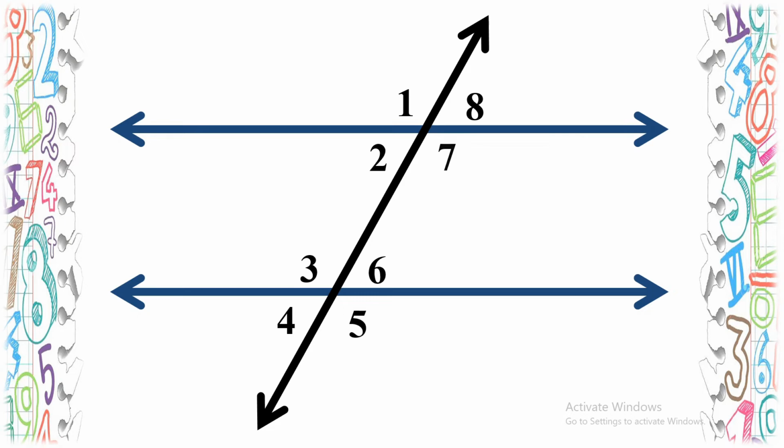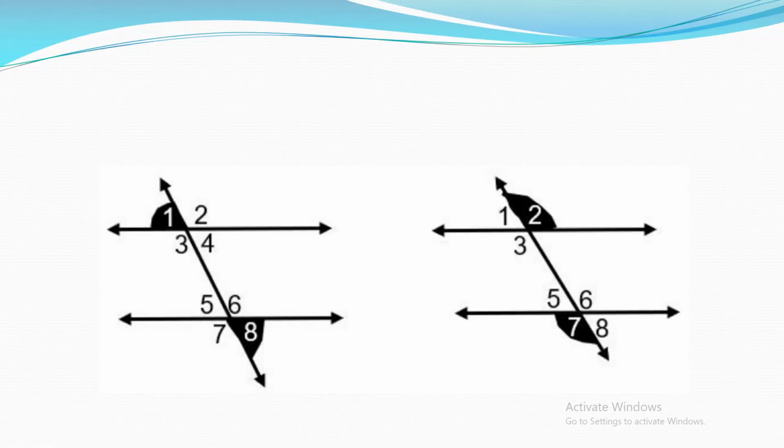Now, if angle 7 measures 135 degrees, what is the measurement of angle 3? Very good. Since angle 7 and angle 3 are alternate interior angles, they must have the same measurement. So this also measures 135 degrees. Next, we have these two figures. What can you notice about the two marked pairs of angles?